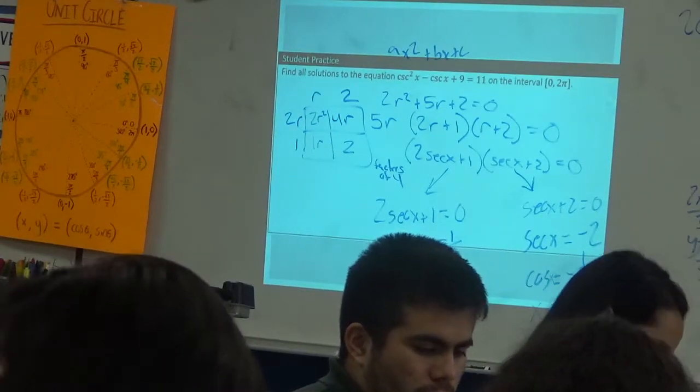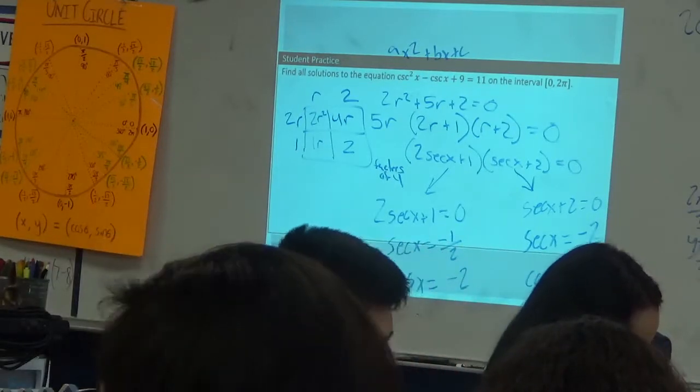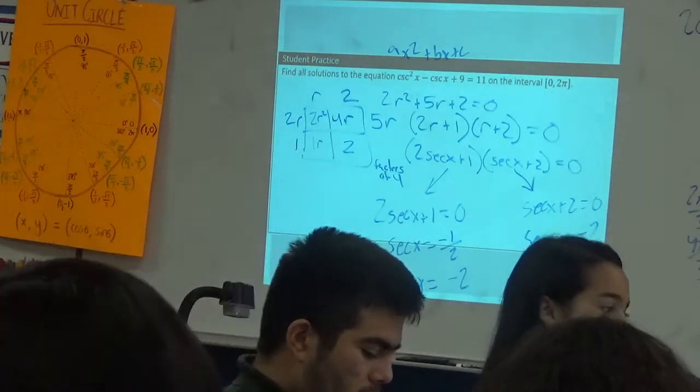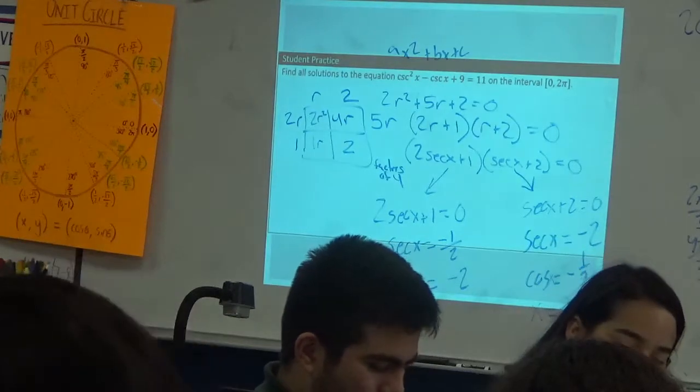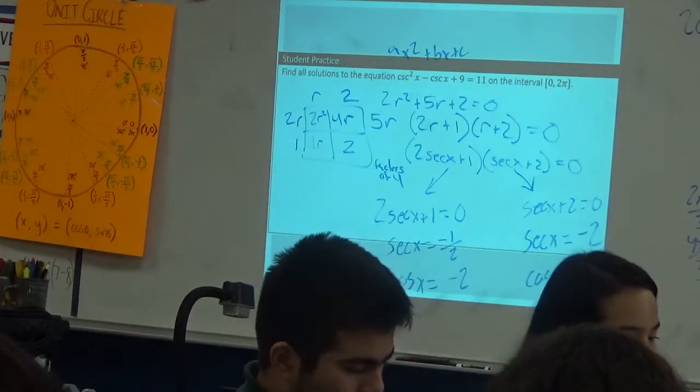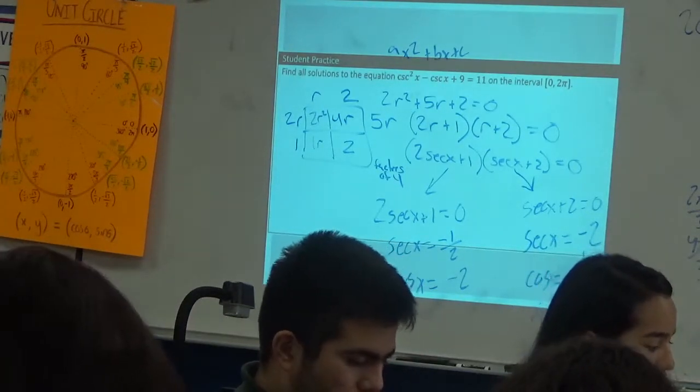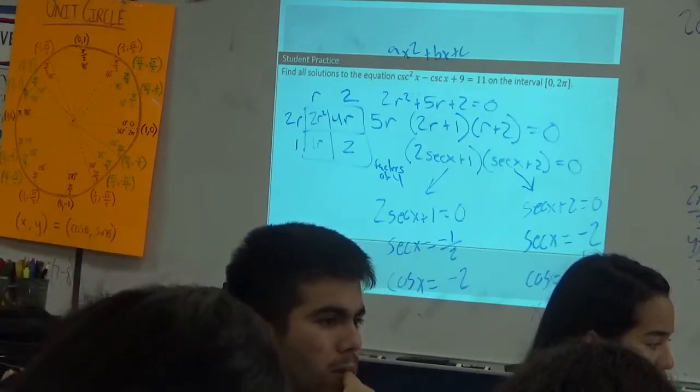On the front, there's one similar to this, where you've got ax squared plus bx plus c with cosines. And then on the back, if you have extra time, you can do a proof.